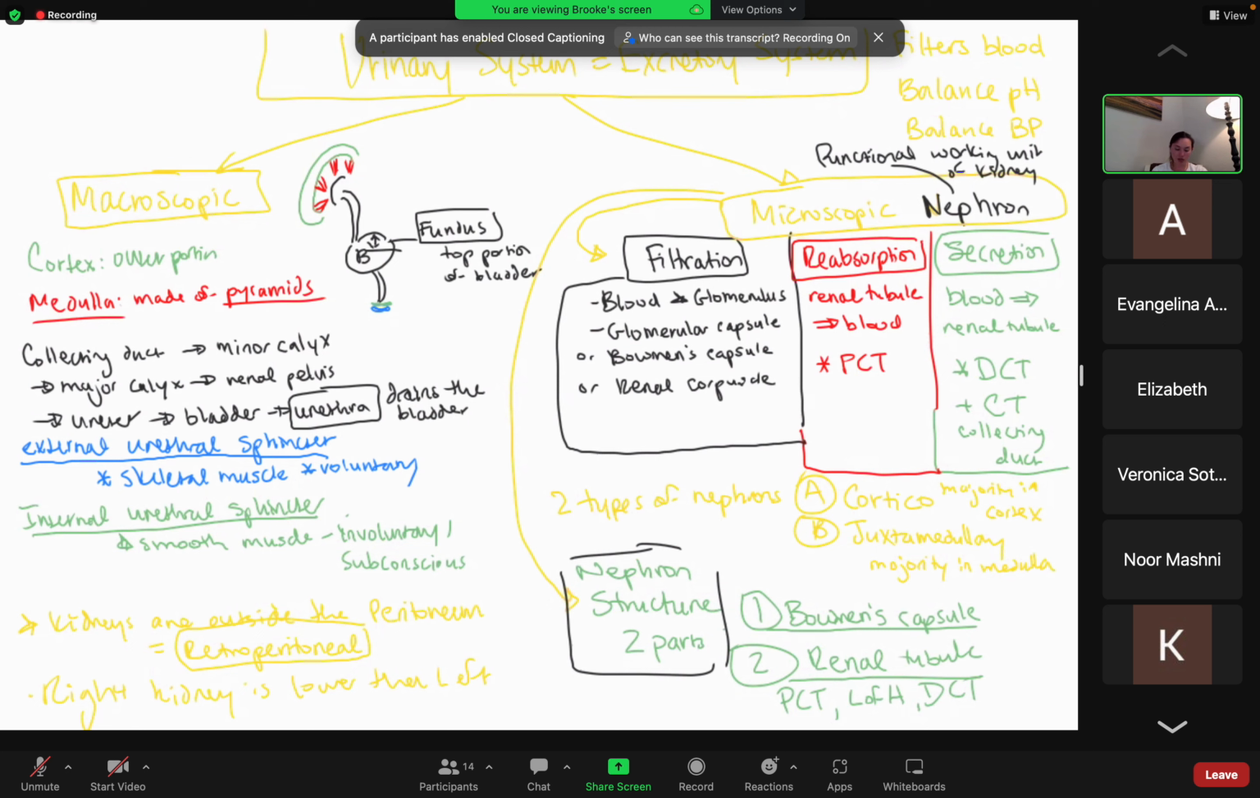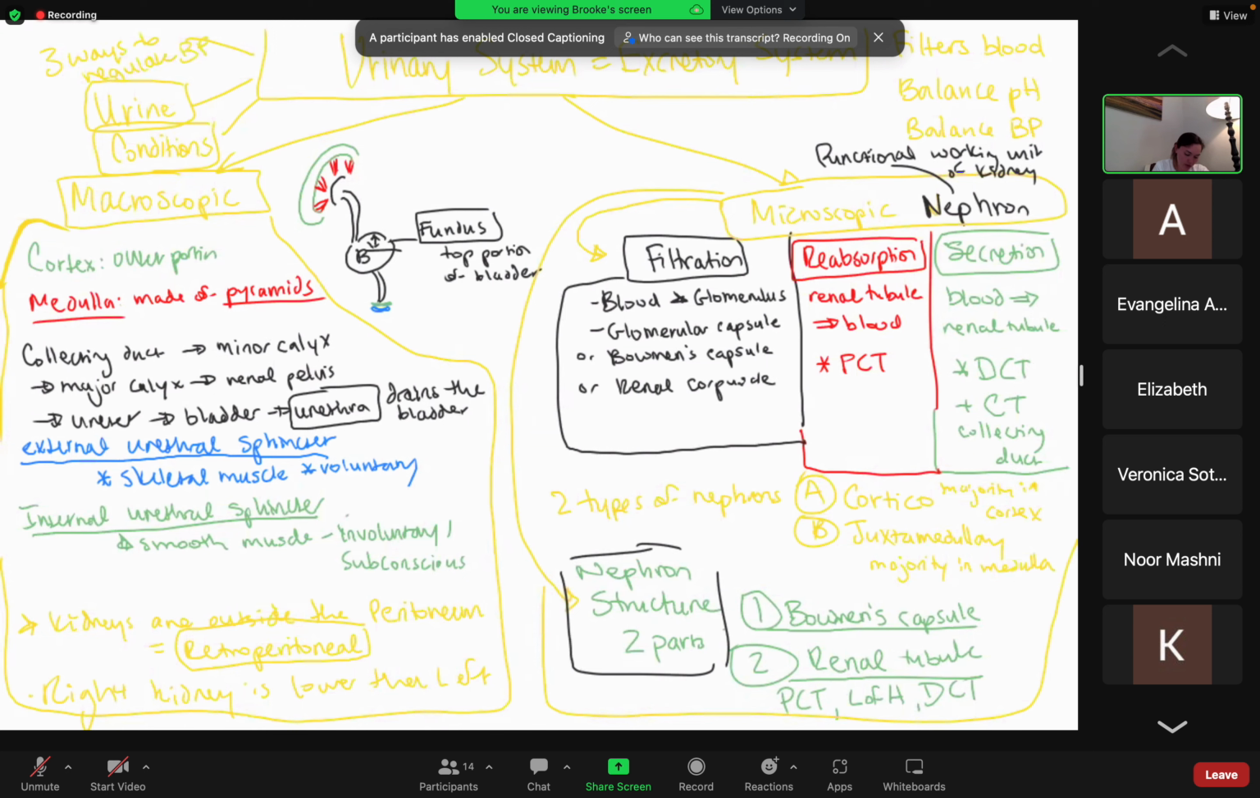So this lecture is arranged into the macroscopic view of the kidney, kind of topic number 1, microscopic, or the nephron, and we talk about that. Then we add on kind of 2, 3 more. There's conditions associated with the urinary system, and I'll go over those. There is the actual urine, like what is in urine, and we'll talk about that. And then there's 3 ways to regulate blood pressure. And we'll talk about that Thursday morning. Does that make sense? So urine and conditions, and then I'm going over microscopic right now.